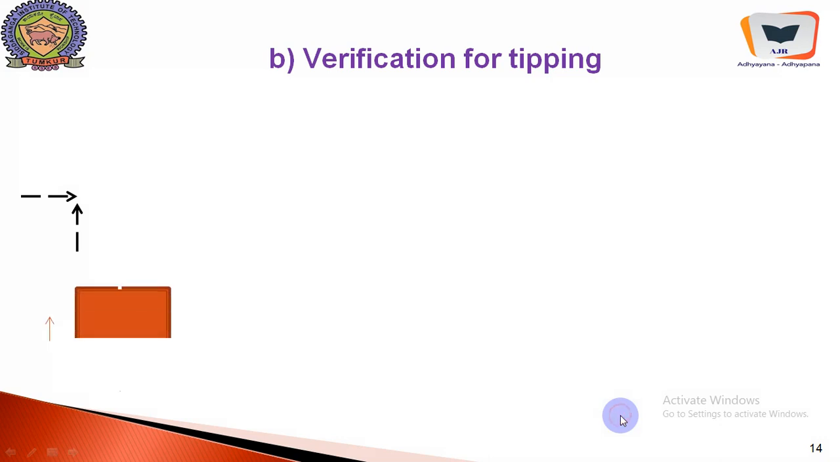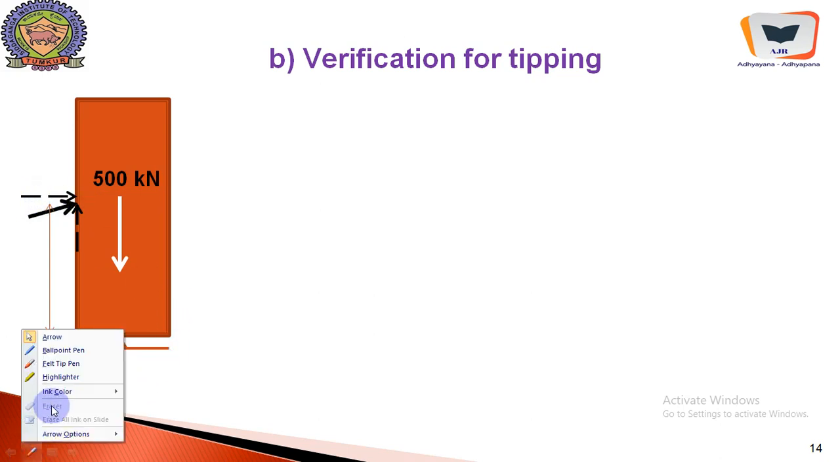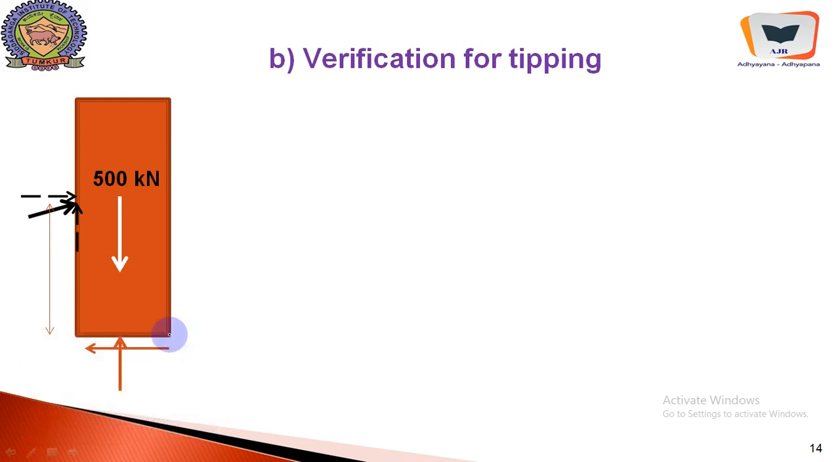Right. Verification for tipping. So tipping means rotation. This is the block which is being pushed from the back, let us say, and this particular point is called the toe. Then this point is called the heel. When the force is applied, if at all it has to tip.